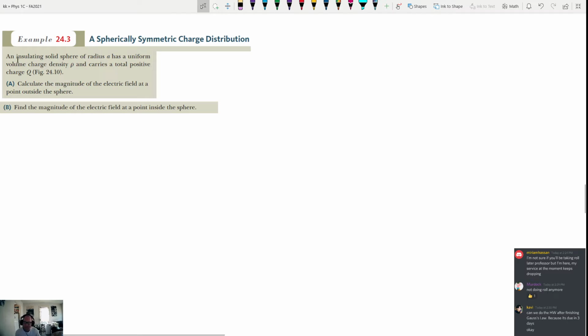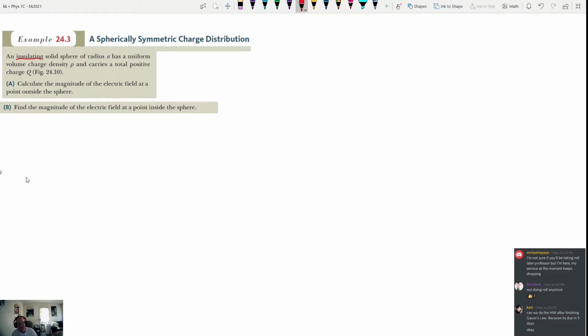All right, so this says an insulating solid sphere of radius A has a uniform volume charge density ρ and carries a total positive charge Q. So the fact that it says insulating is really important. Something you're going to have to be paying attention to as you start to see more of these problems is whether the object is a conducting object or an insulating object. This is an insulator. So an insulated solid sphere with a radius A has a uniform volume charge density ρ and carries a total positive charge capital Q.